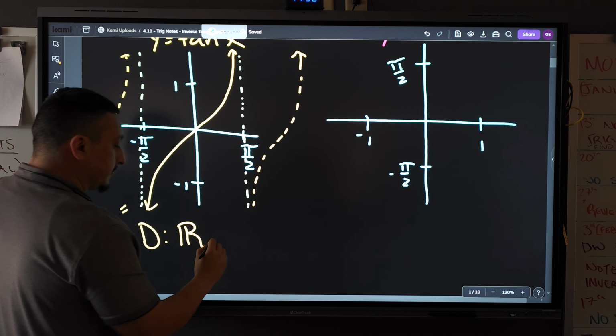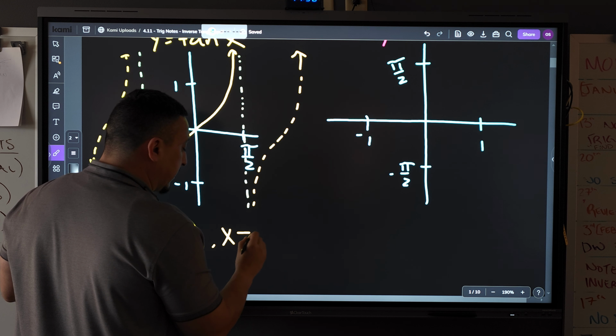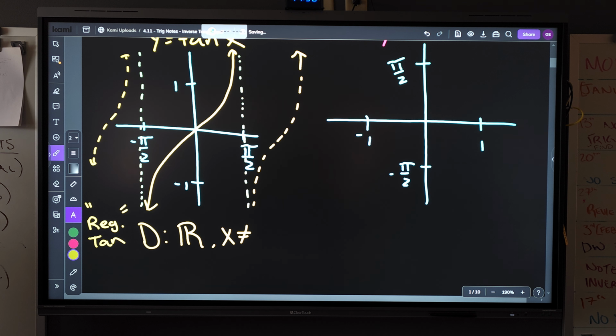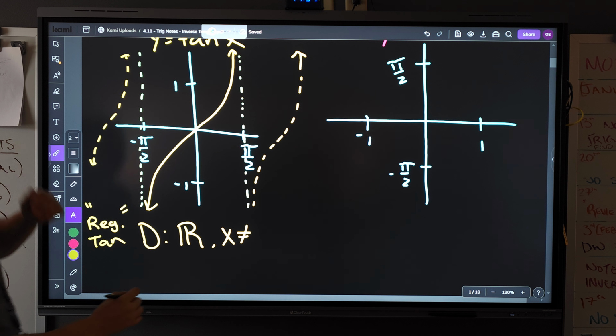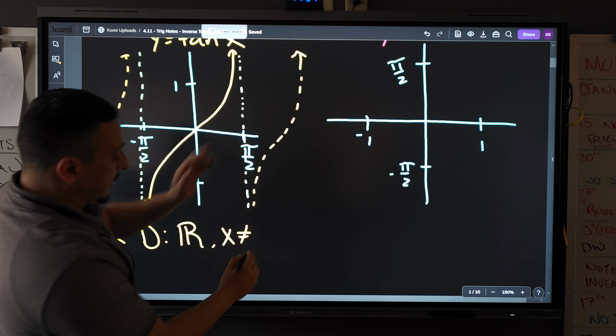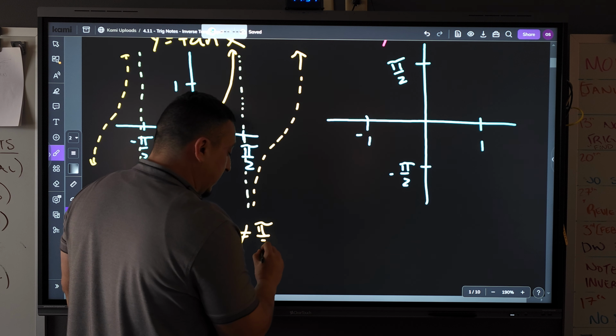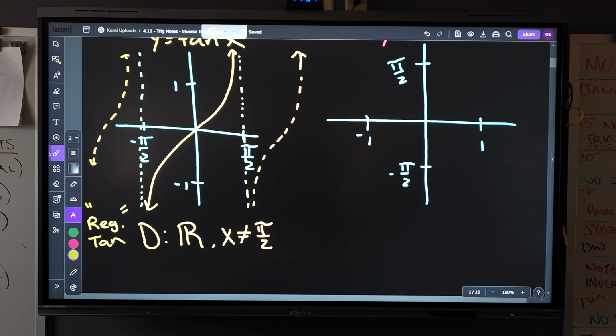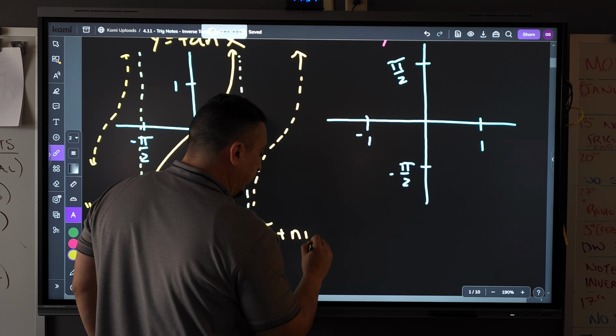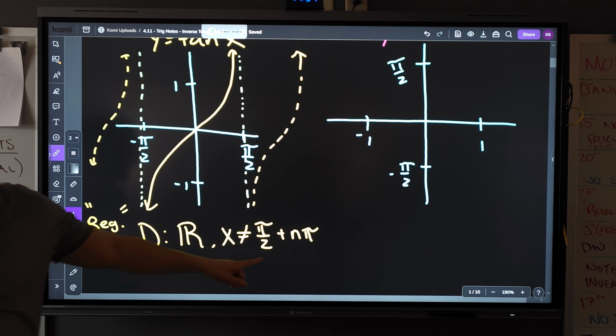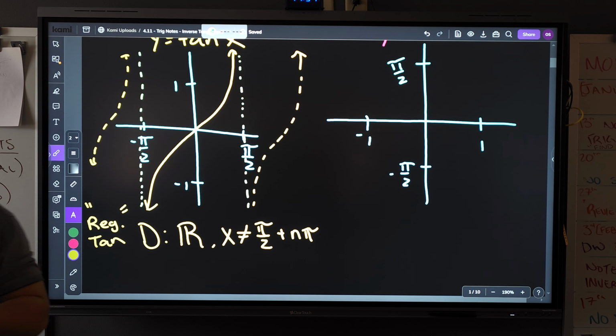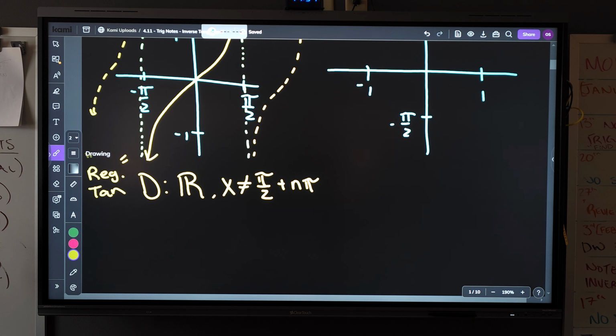Except x cannot equal where those walls are located, the vertical asymptotes, which I call walls. They're located right here at pi over 2. And I've shown you before how every pi, you add a pi, which turns out to be n pi. That's the real way of doing it, guys. That's the real way we write it. Those of you that go into calculus or college, that's the professional way of writing it. But we're going to write it in simple terms.